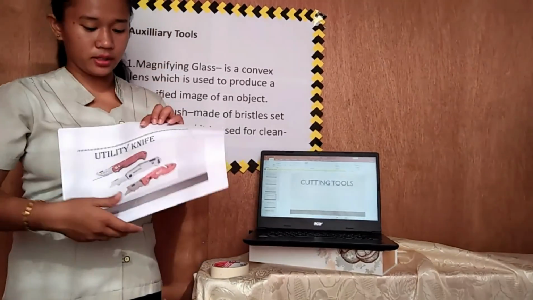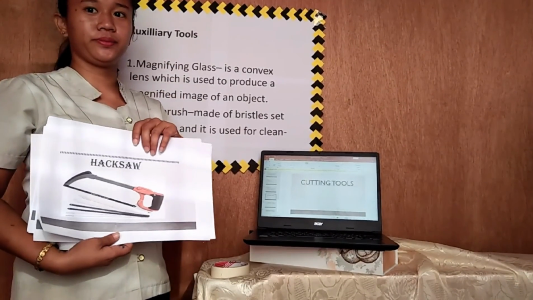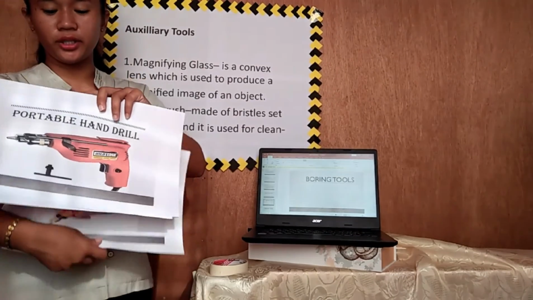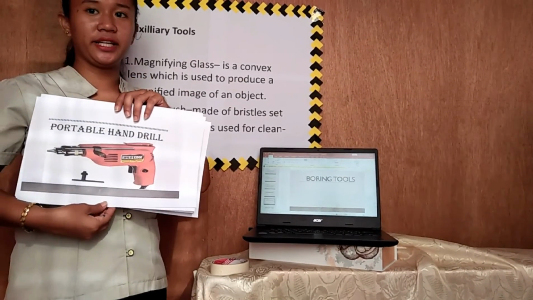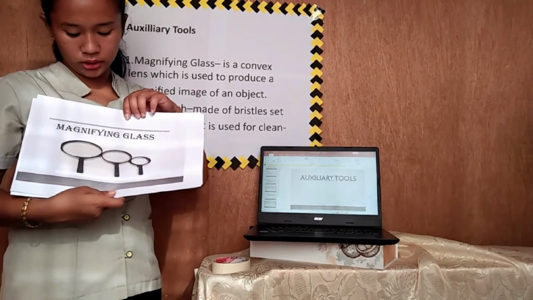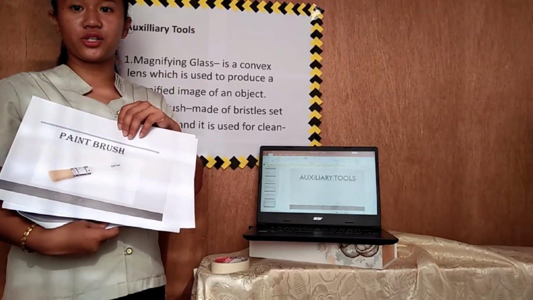And the next one is the cutting tools. There are the utility knife and the hacksaw. Boring tools, there are two, which are the 12 volts mini hand drill and the portable hand drill. And for the auxiliary tools, there are the magnifying glass and the paintbrush.